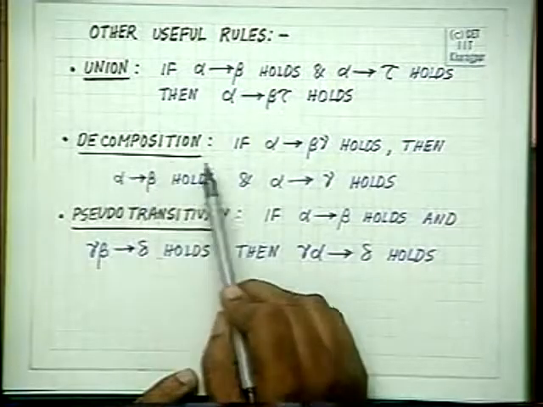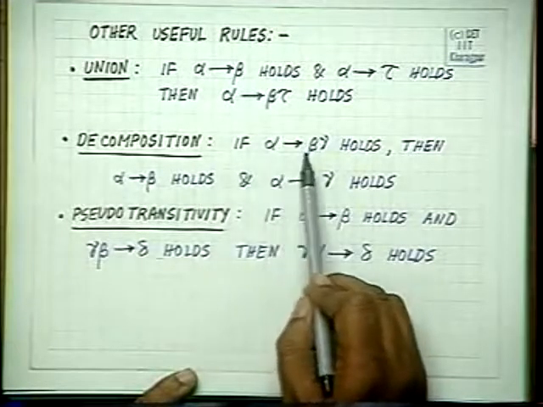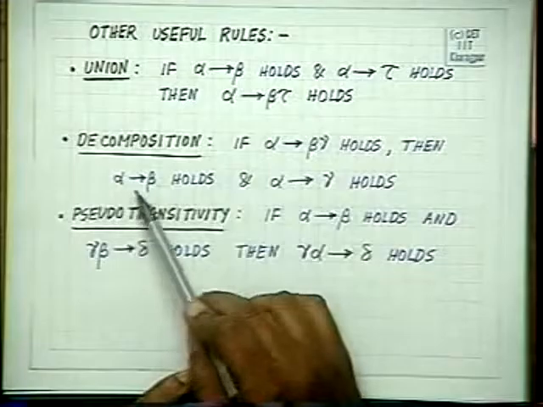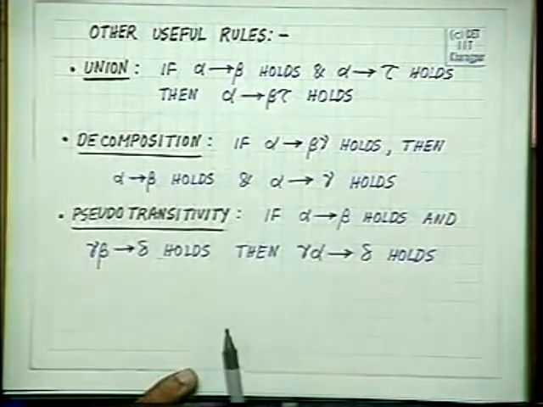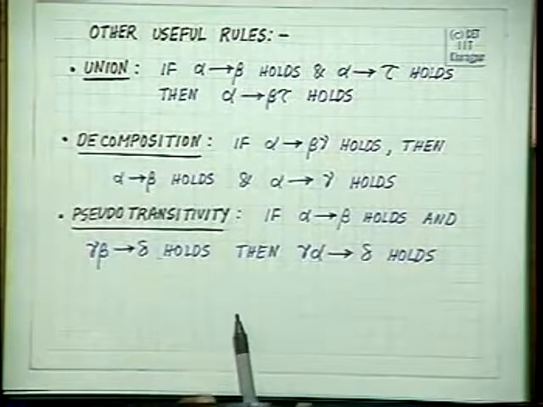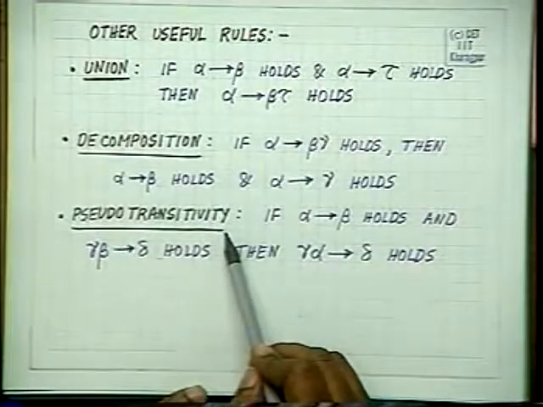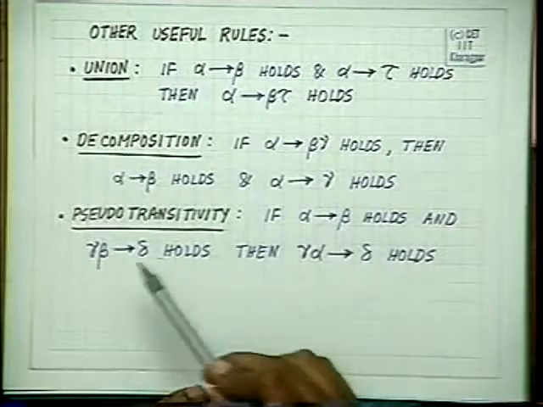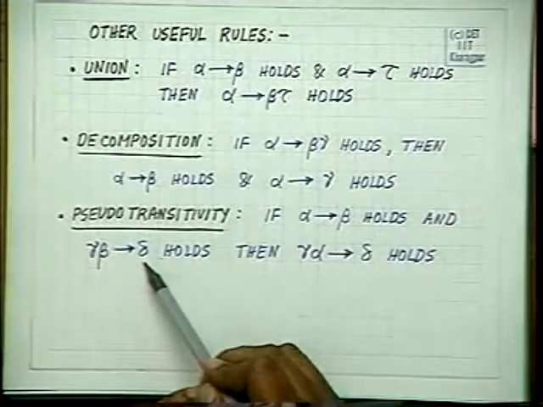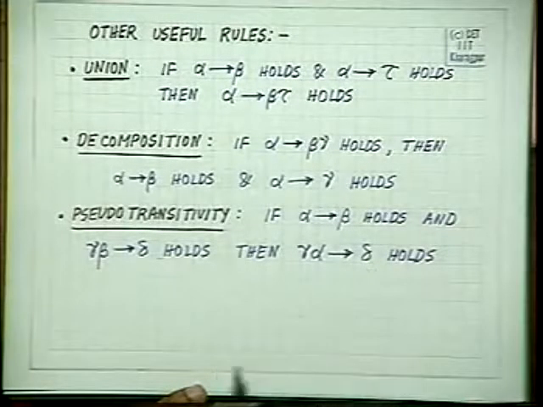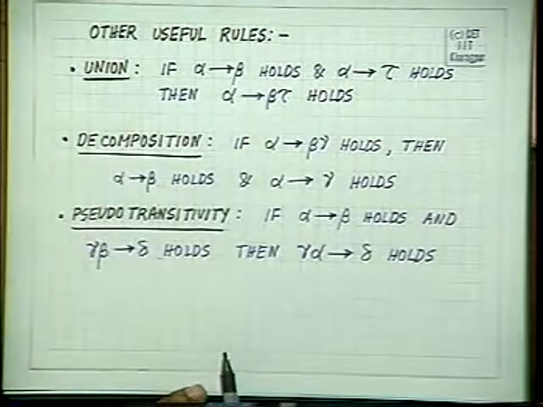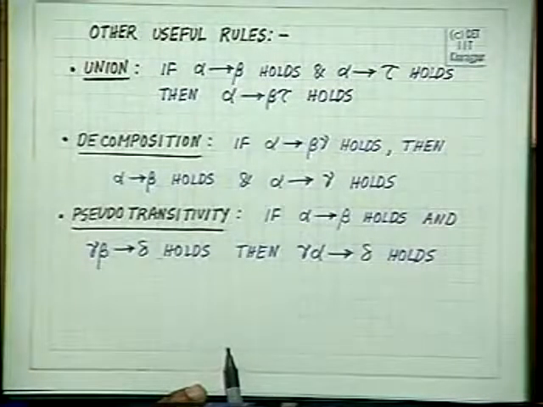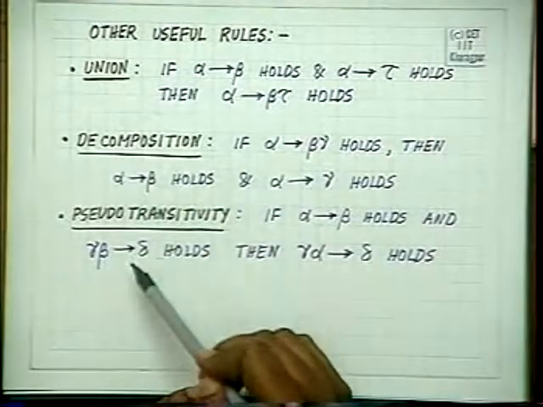The second is the decomposition rule. If alpha to beta gamma holds, then alpha to beta holds and alpha to gamma holds. And the third is the pseudo transitivity rule, which says that if alpha to beta holds and gamma beta to delta holds, then gamma alpha to delta holds. So there are three rules.